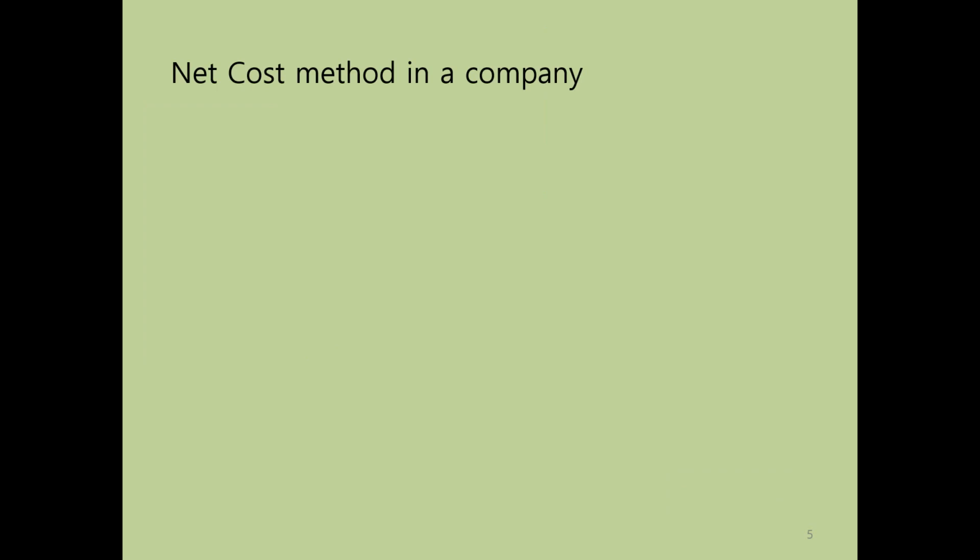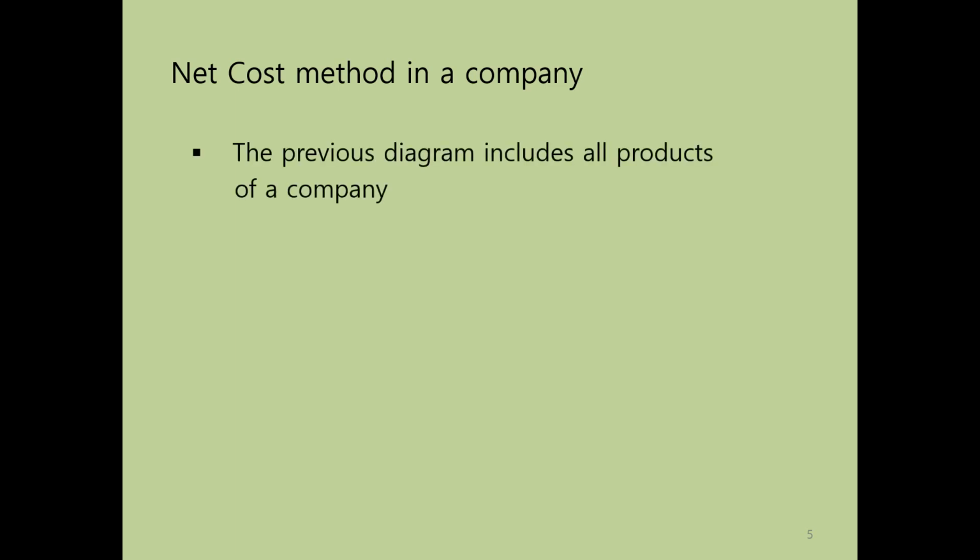We understood the net cost method in the previous slide, and it's time to calculate a net cost. And we face a serious problem at the beginning. The problem is that the previous diagram includes all products of a company. If a company produces only one product, it is simple, but in case a company produces 2 or more products, there are serious difficulties. We will assume that company A has 3 products, which are A, B, and C.